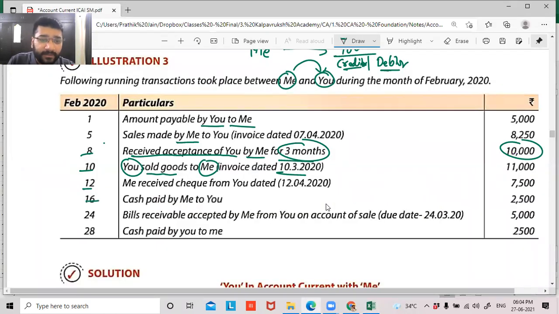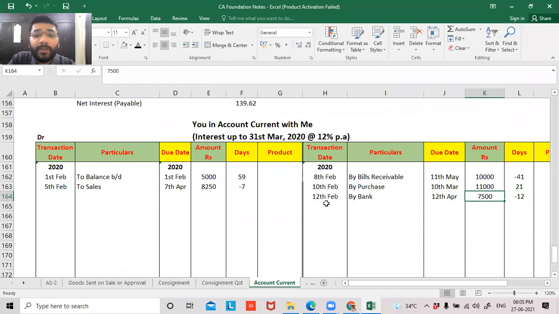Next, guys, 16th. Cash paid by me to you. Who's paying cash? We are paying cash. Can I say? Cash paid by me. Me means we. So it is you account debit to cash. You account debit to cash. To cash.